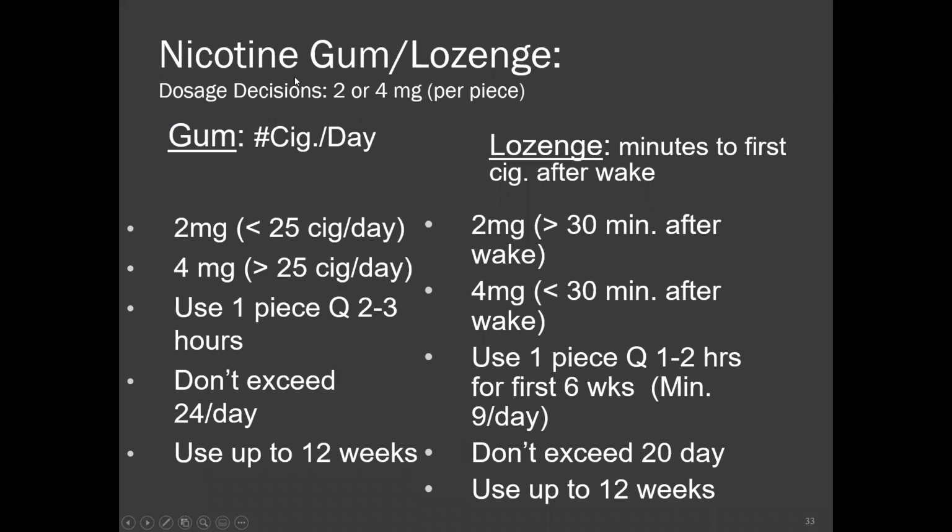And looking at some of the ways of delivering it, the gum, a little bit of granularity here. If you're screening the patient, and the patient smokes less than 25 cigarettes a day, there's 25 cigarettes in a pack, so if they smoke a little less than a little over a pack, then they would be started on the 2 milligrams. If it's greater than that, they're started on the 4 milligrams. And it's one piece every 2 to 3 hours.